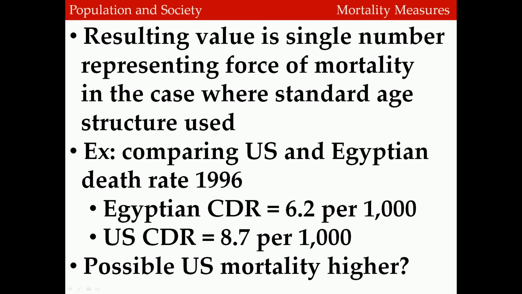So for example, let's say that we were comparing the US population to the Egyptian population in terms of their death rate in the year 1996. Let's say that we found that in Egypt, the crude death rate was 6.2 per thousand, while in the United States it was 8.7 per thousand. Is it possible that the mortality rate is actually higher in the United States than in Egypt, even though Egypt is a less developed country? Or is it possible that the difference is just due to their age structures?